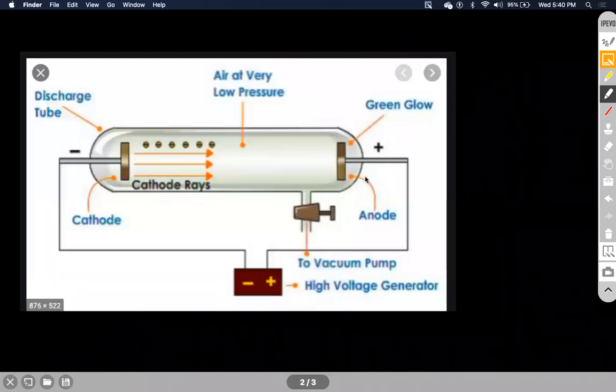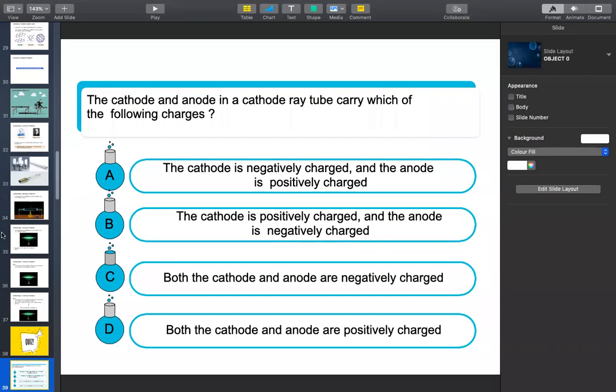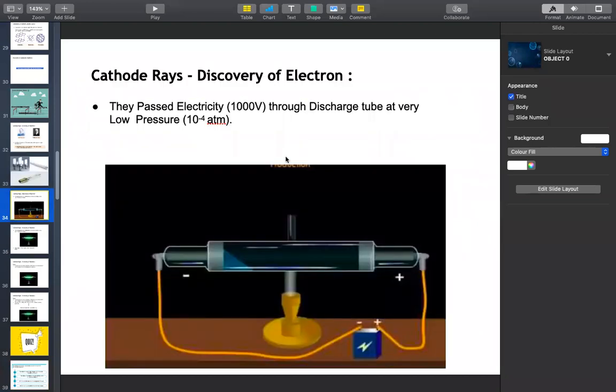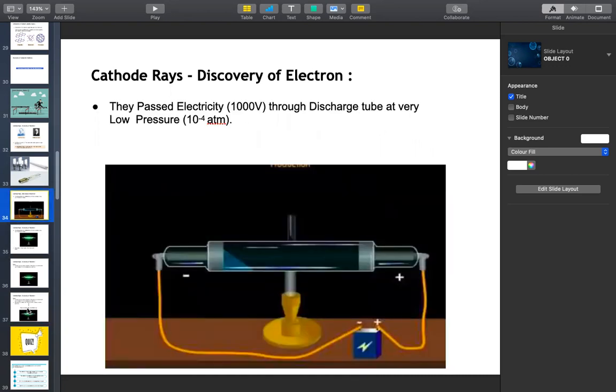So here you see a very low pressure gas was used. We have already seen the pressure value, 10 to the power minus 4 atm. That is what you have written, right? So this is a very, very, very low pressure gas. So can you convert that to mmHg? So 1 atm is 760 mmHg. Let's say 1000 mmHg. So 10 to the power minus 4 atm is almost 0.1 mmHg or lesser than that, right?